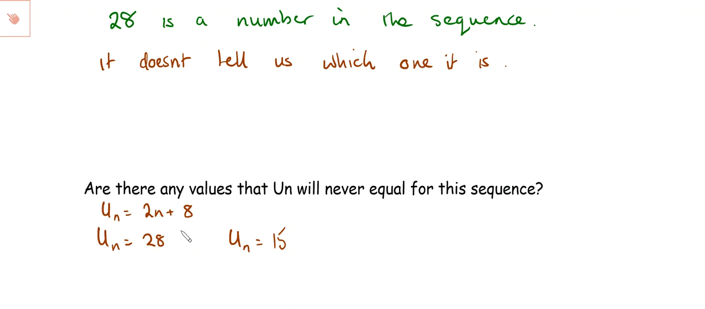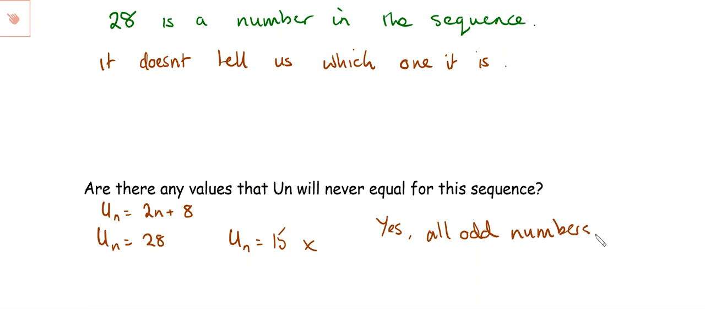You're never going to get an odd number. So no odd numbers. So that can't be the case. Alright? That will not be us. Okay? So the answer is, are there any values that un will never equal? Yes. All odd numbers, for instance, yeah?